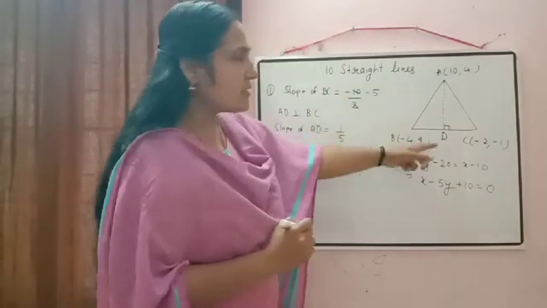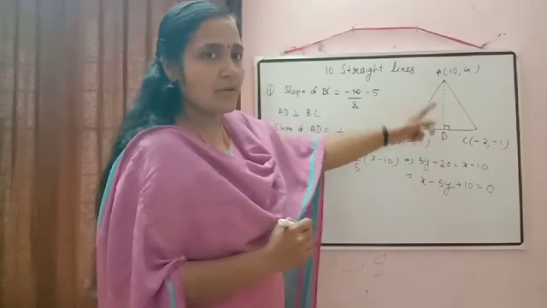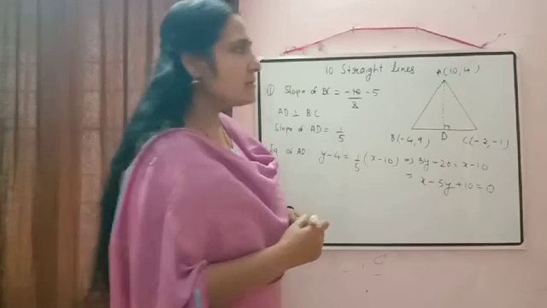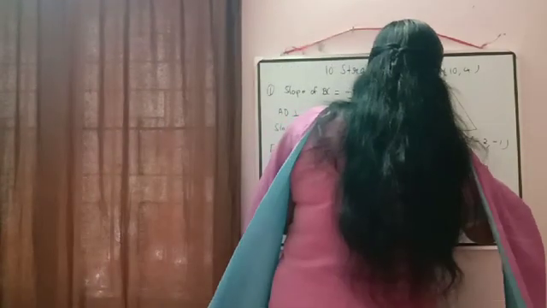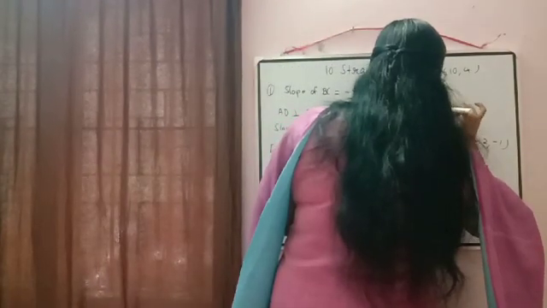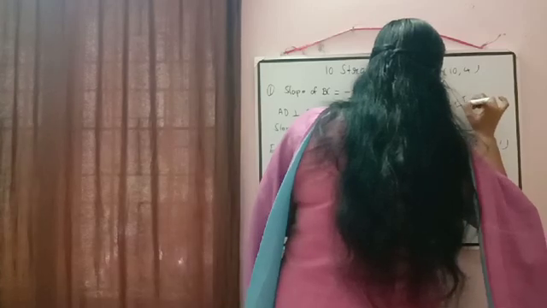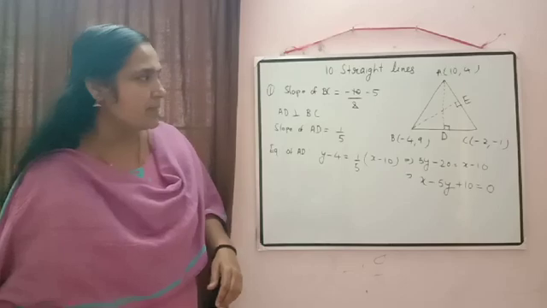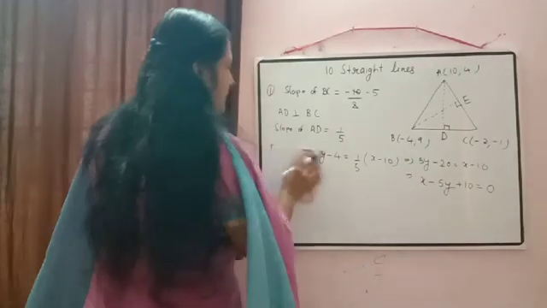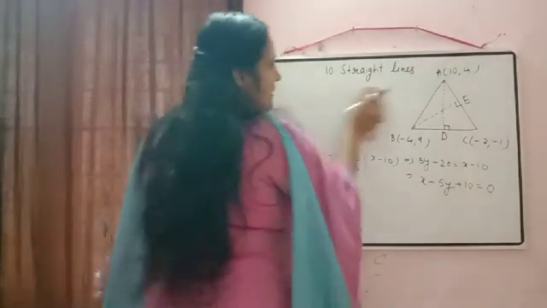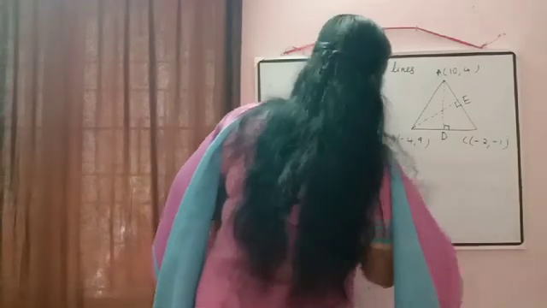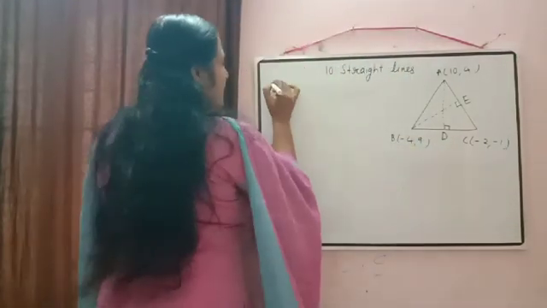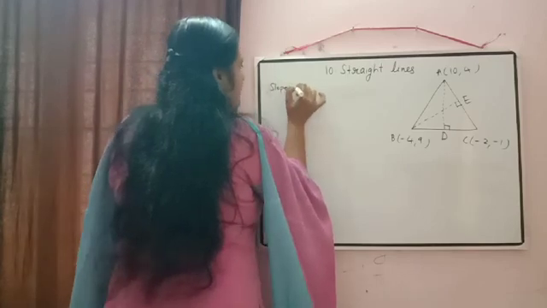But AD is not the single altitude there. An altitude we can draw from the vertex B also. Now from the vertex B I am drawing another altitude, that is BE. So BE is another altitude of triangle ABC. Now we can check what will be the equation of BE. Again, first what we will do? We will calculate the slope of AC. So write down there, slope of AC.